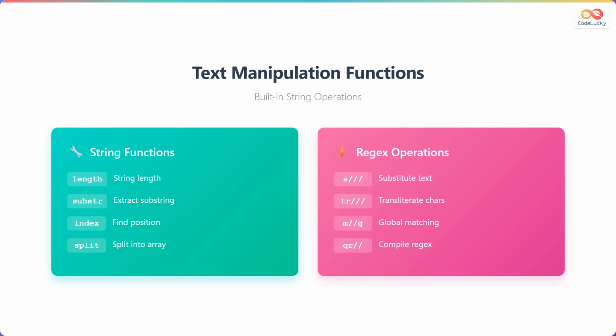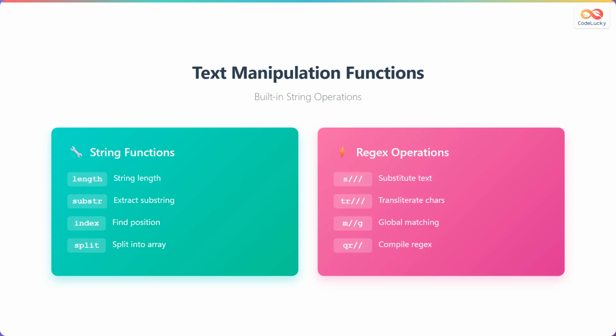Perl provides an extensive library of built-in functions for text manipulation. Essential string functions include length for determining string size, substr for extracting portions of text, index for finding character positions, and split for dividing strings into arrays based on delimiters. These functions handle basic text processing needs efficiently.